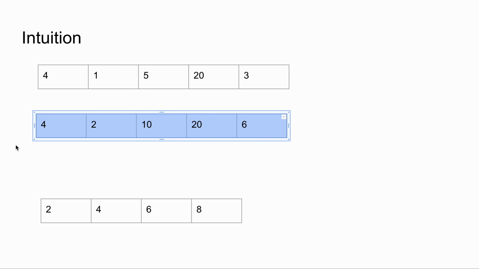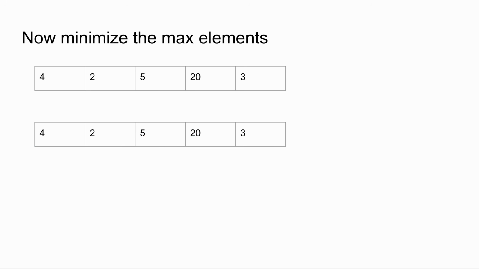Now we have increased the minimum values. The other option is to reduce the maximum value. So how do we do that? We pick up the maximum element in the array and divide it by 2. Again, what is the maximum element of this array? Again, it is 10, and we will divide it by 2. Now, can we go any further? No, right? Because this is an odd number and we cannot divide it further by 2.